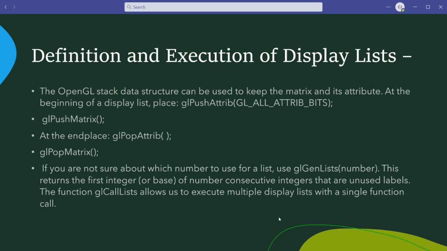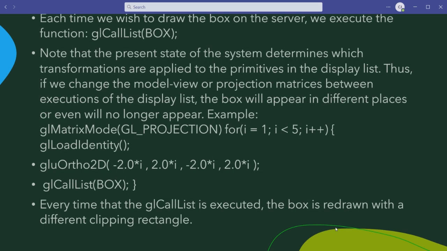If you are not sure about which number to use for the list, use glGenLists. This returns the first integer of a number of consecutive integers that are unused labels. The function glCallLists allows us to execute multiple display lists with a single function. Each time we wish to draw the box on the server, we execute the function glCallList, box, inside that box.